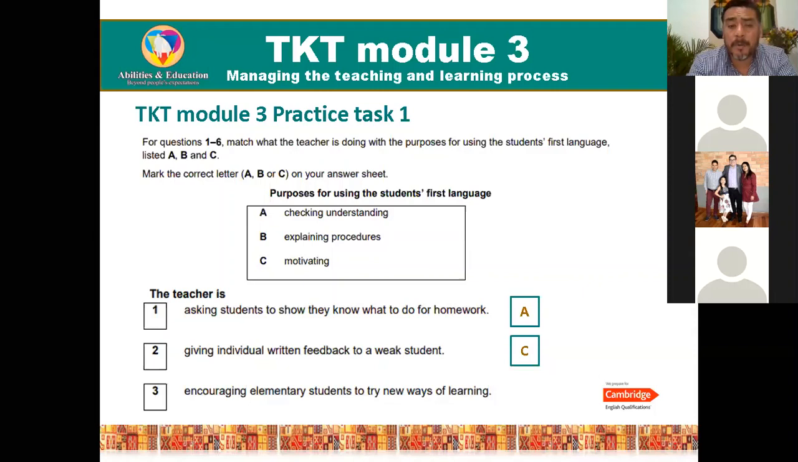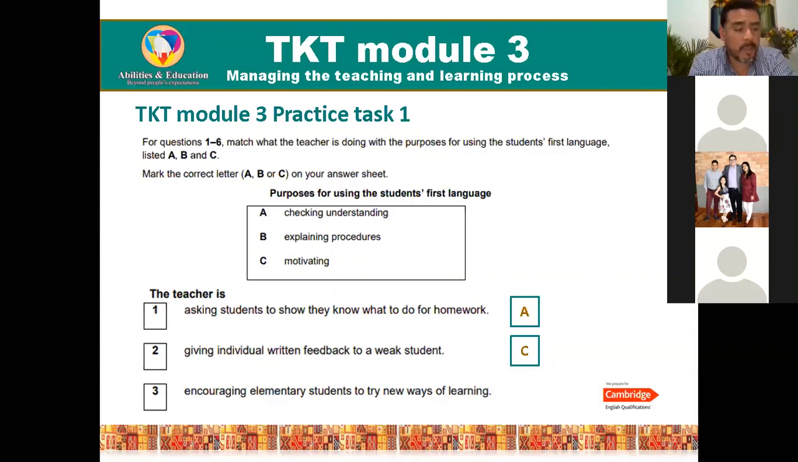All right, is this clear? No, teacher, because for me, motivating is when you encourage your students to do something. Yes, and that's the word. So motivation, encouragement, these are synonyms. So giving individual feedback is a way to encourage, a way to motivate, because it is personalized. All right, so here you are not explaining anything. You are not explaining a procedure. You explain a procedure, for example, when you explain the rules of a game. But here you are giving personalized feedback. So this is a way to, as you said, encourage, right? Do you agree with me?